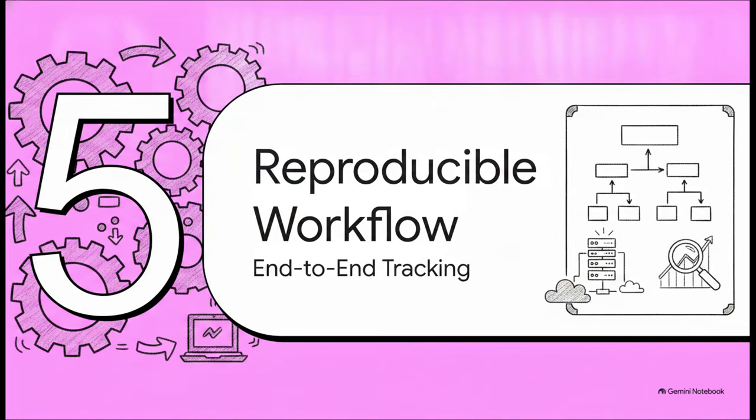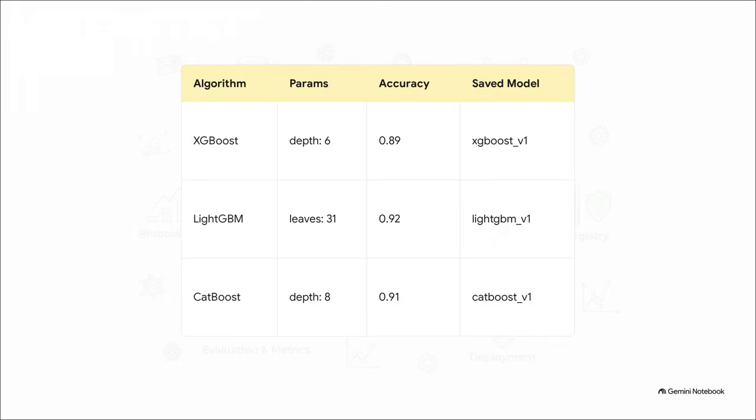And finally, section 5, the complete reproducible workflow. Okay, let's picture a real-world scenario. Imagine a data scientist at Uplatz AI needs to compare XGBoost, LightGBM, and CatBoost against the exact same dataset. They just wrap each training run in that start_run block we talked about. Then they open up their MLflow dashboard.